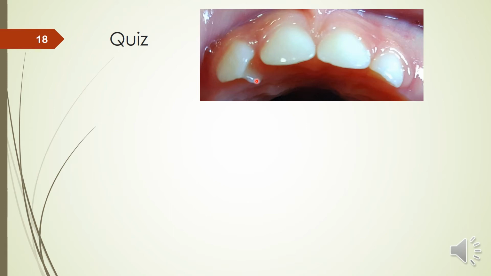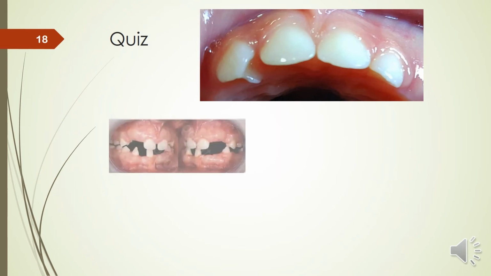And if I ask you what is the cause of this Talon's cusp, then you must tell me, sir, this is an abnormality in the structure of the tooth, and you must tell me it is arising during which part of tooth development. So let's look at another one.